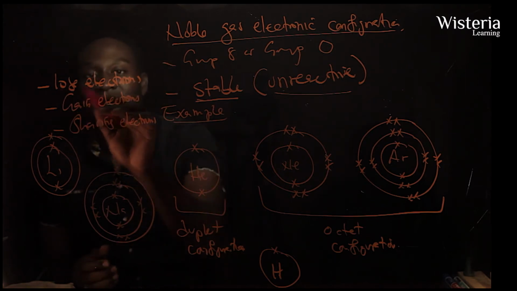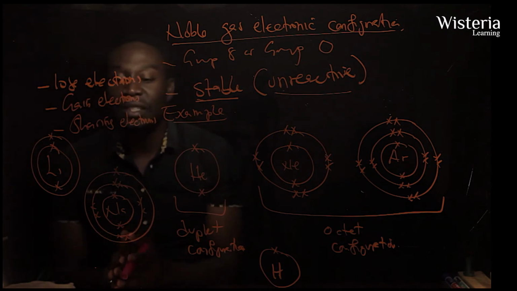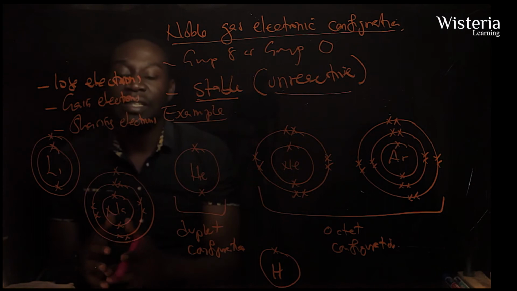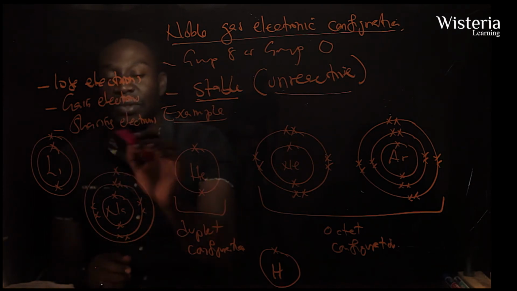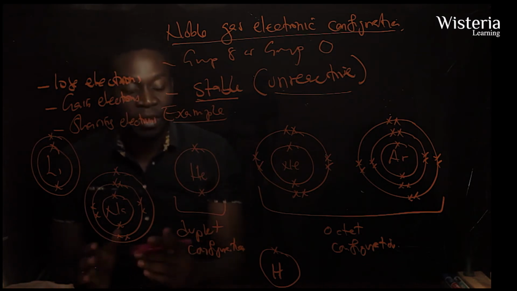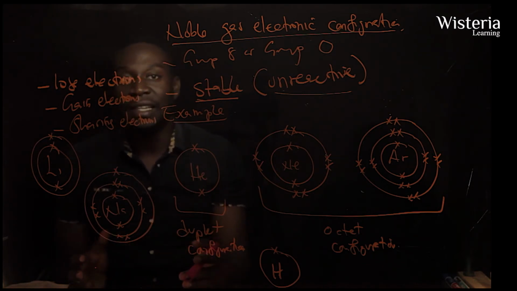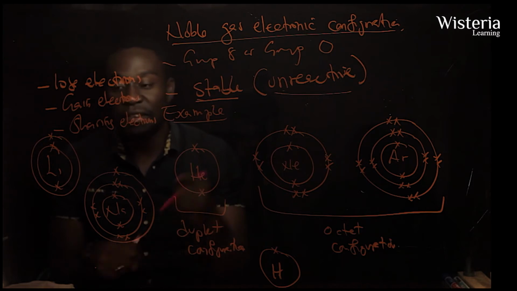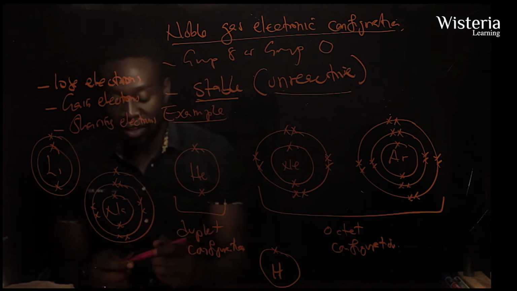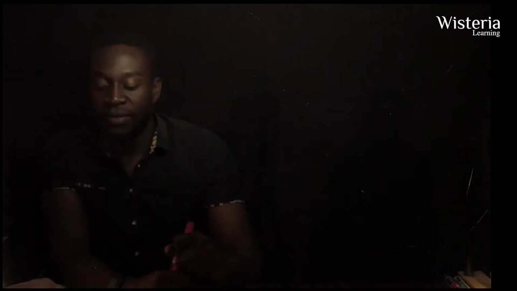The atoms that lose electrons are atoms of metals. The atoms that gain electrons are atoms of non-metals. And the ones that share electrons are atoms only of non-metals. So the periodic table has got different atoms, and these atoms are either non-metals or metals. We have said that for atoms to become stable, they either lose electrons, gain electrons, or share electrons.